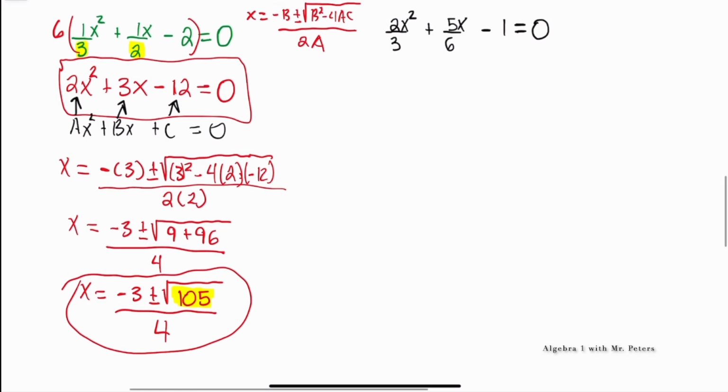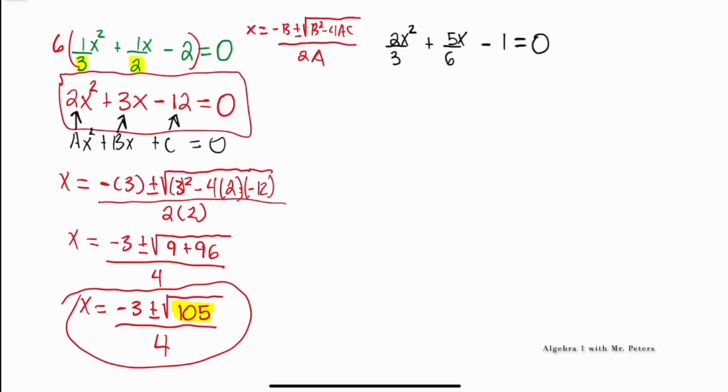Now, in the next example, we start the process off the exact same way, family. So we look at our denominators. We have 3, we have 6. Lowest common denominator is going to be 6. So that's what we're going to multiply this equation by. 6 and 3, when we simplify, that's 2. 2 times 2x squared is going to give me 4x squared. When we go over to the next term, the 6's cancel out. We're left with positive 5x. And then 6 times negative 1 is just negative 6. This is equal to 0.